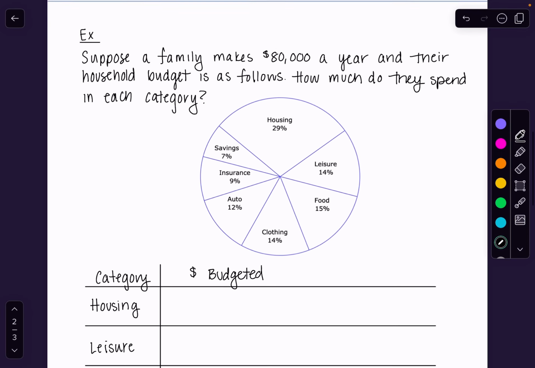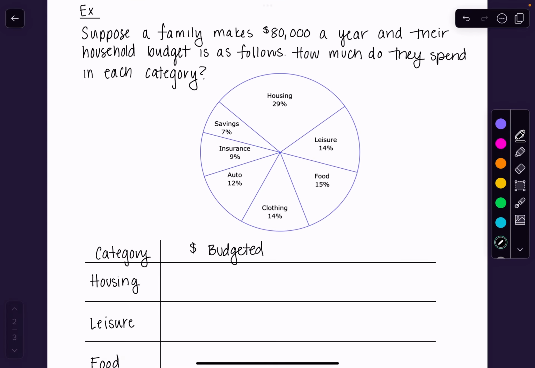So let's try another example, relating to what we did in a prior video. Suppose a family makes $80,000 a year and their household budget is as follows. We want to figure out how much money they spend in each of these categories.